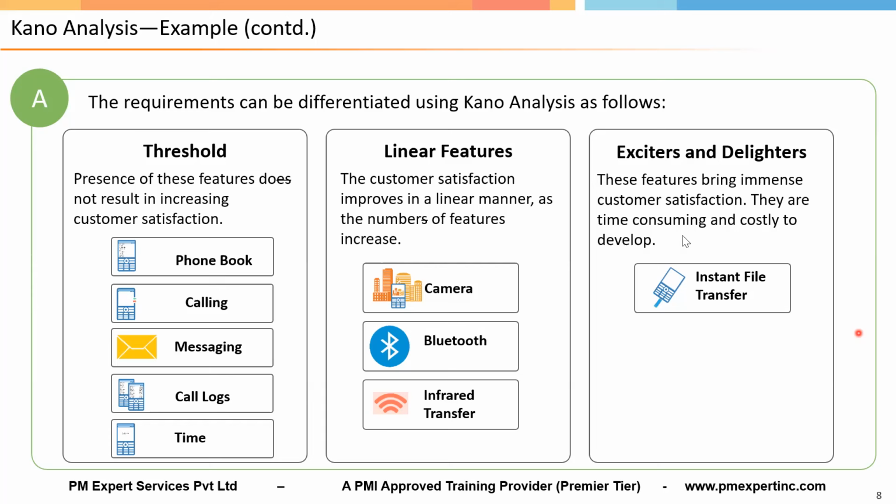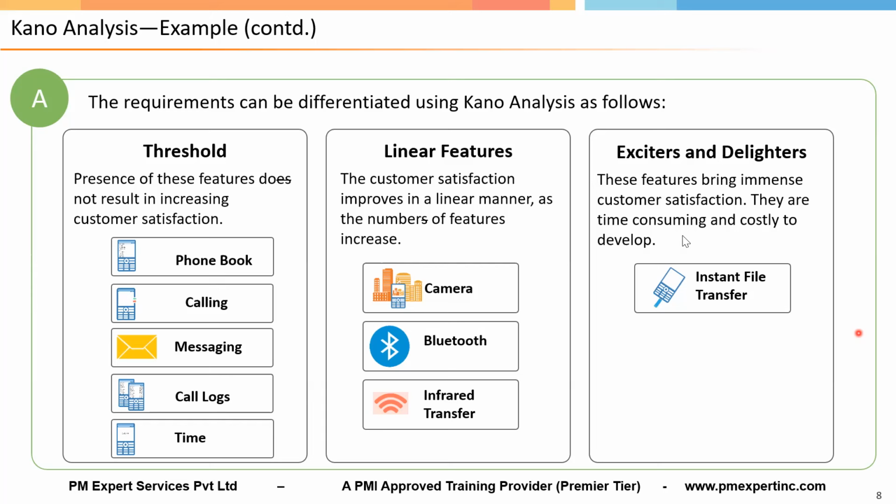So tell me, guys, Murtaza, are you okay? Pankaj, regarding threshold, I'm completely okay because these are just matching whatever I have mentioned here. But about linear, exciter, and indifferent, in my view, instant file transfer and infrared transfer we can put in indifferent because if we take the scenario of 2006, customers should be least bothered about these features. Camera, Bluetooth, yes, they can expect, but we can also put all these in exciters and delighters.